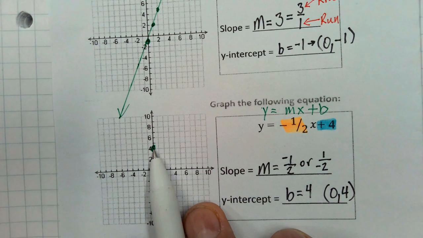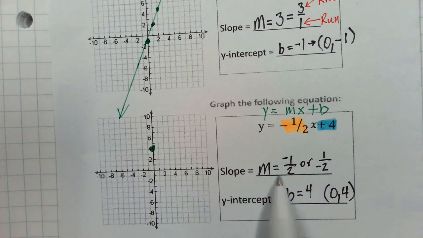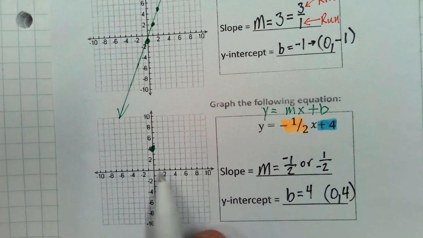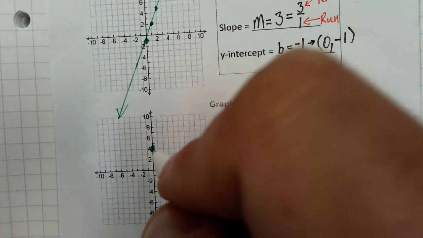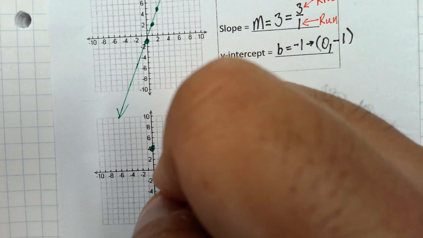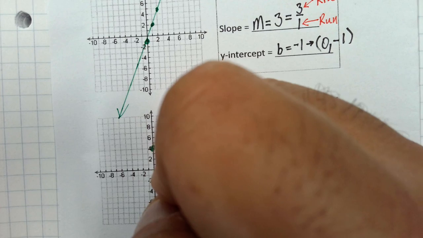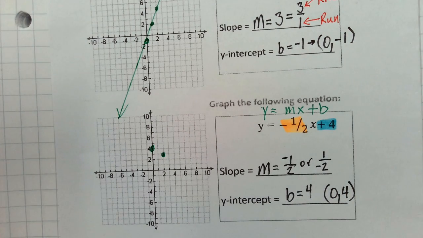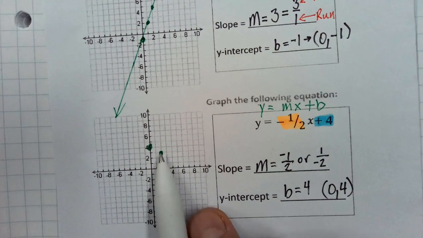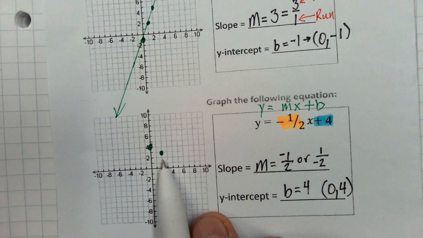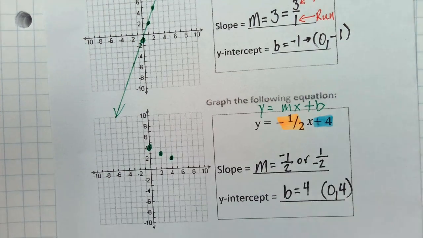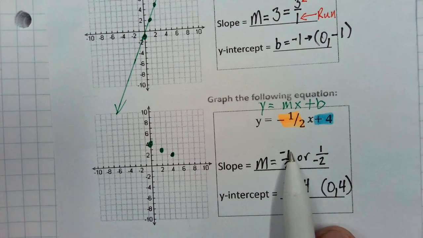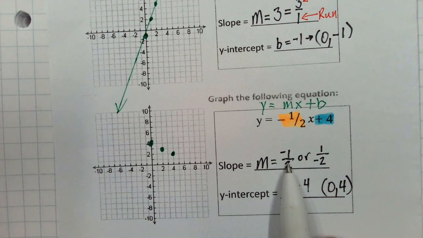What does that tell me to do? Go up or down? Down. We go down 1 and to the right 2 because it's positive 2. Down 1 and to the right 2, right there. There's the second point, okay? And I could do that again. Go down 1 and to the right 2. There's a third point. That's if I'm using negative 1 over 2.